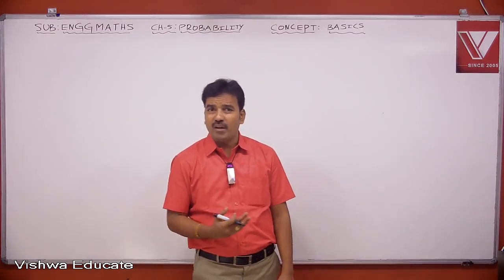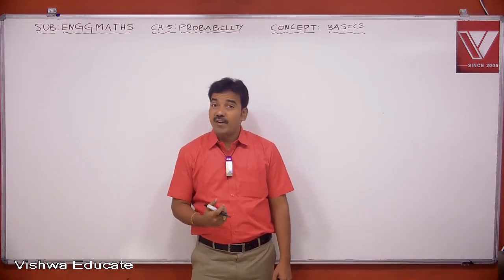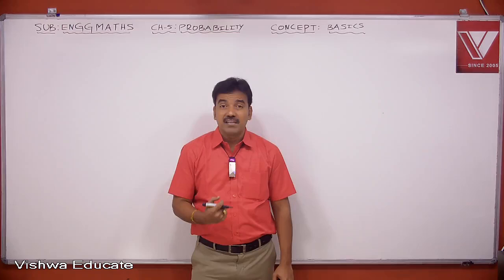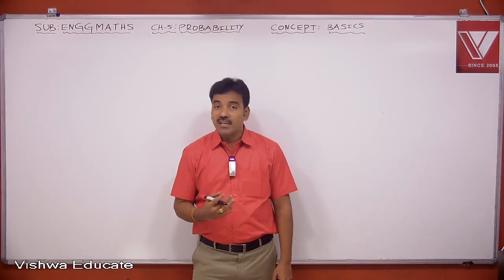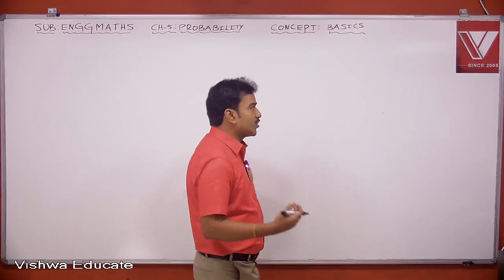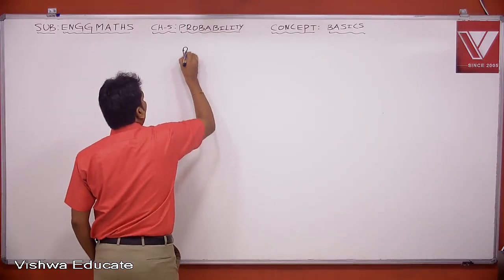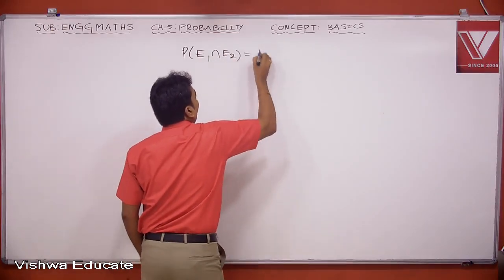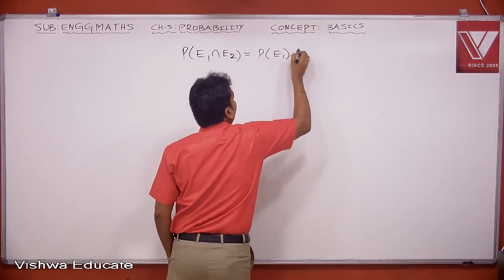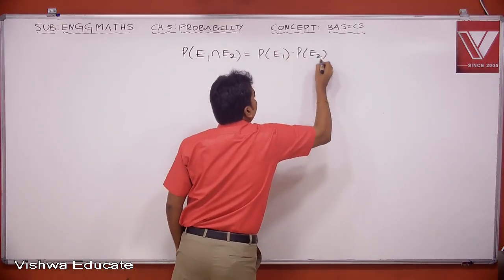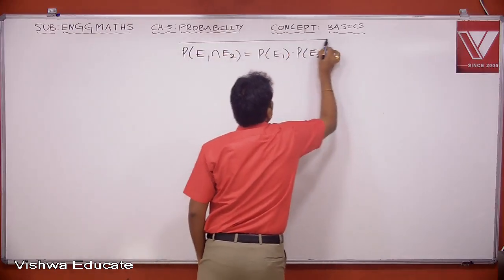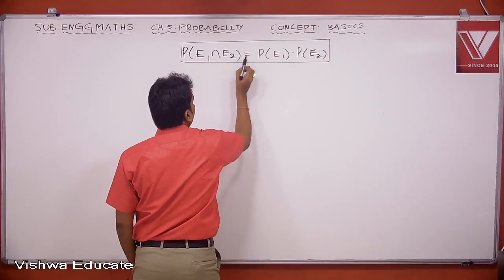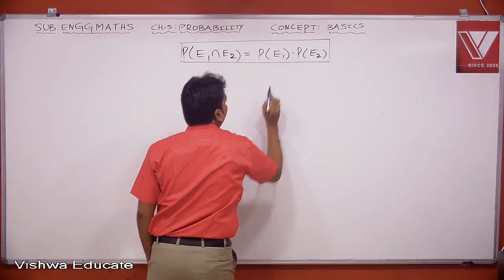So what is the example we have seen? If E1 is an event of getting a head when a coin is tossed, and E2 is an event of getting an even number when a die is rolled, then both the events are independent events. And in case of independent events, the result we have is P of E1 intersection E2 equal to P of E1 dot P of E2. That means intersection becomes multiplication. So this result is true in case of independent events. So if E1, E2 are independent events, P of E1 intersection E2 equal to P of E1 dot P of E2.